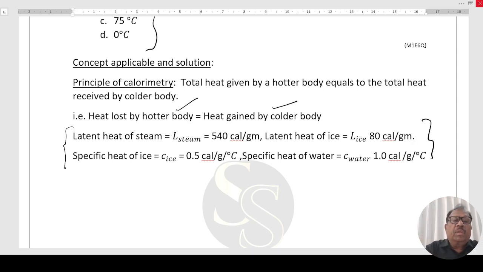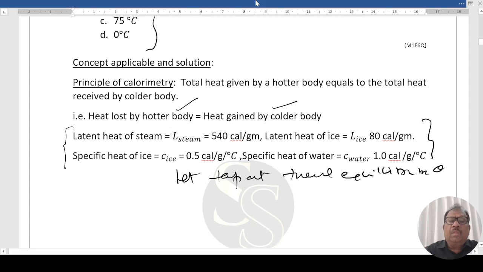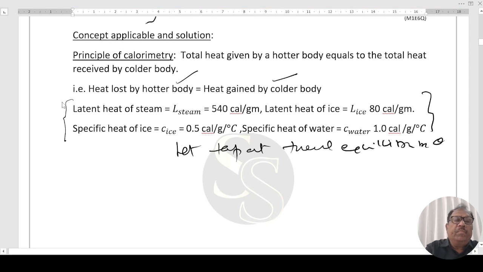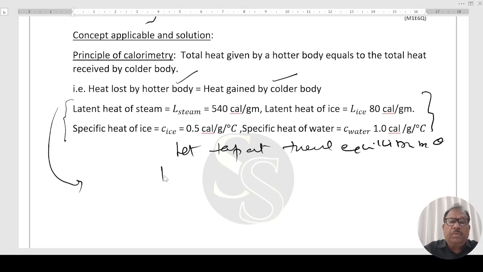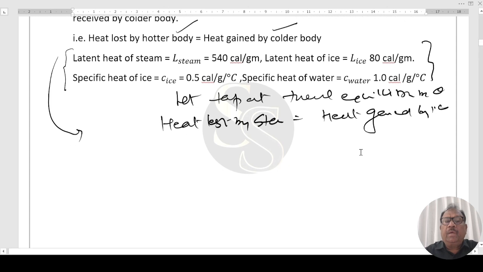Now in this case, let the temperature at thermal equilibrium be theta. Then according to the principle of calorimetry, heat lost by steam will be equal to heat gained by ice. What will come in this?